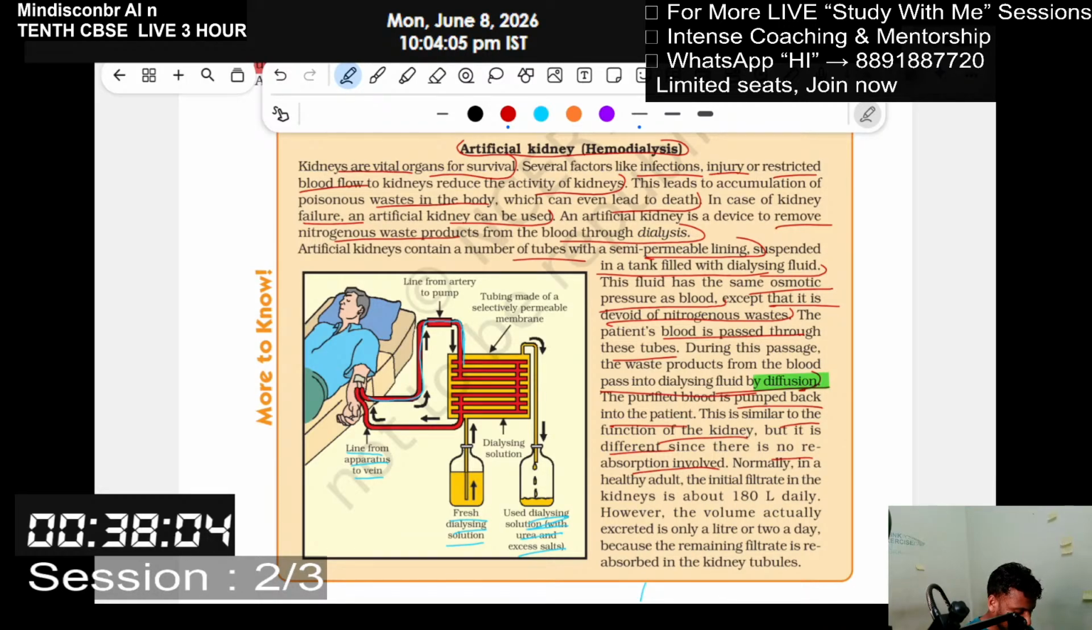Normally, in a healthy adult, the initial filtrate in the kidneys is about 180 liters daily. However, the volume actually excreted is only 1 or 2 liters a day because the remaining filtrate is reabsorbed in the kidney tubules.